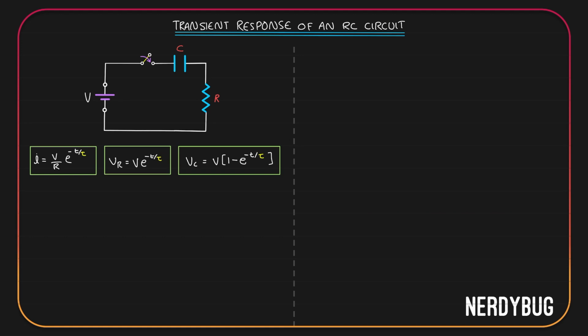Let us now plot how current in the circuit varies with time constant. Initially, when the switch has just been closed, current is really high, but after about 5 time constants, the current has become almost equal to 0.